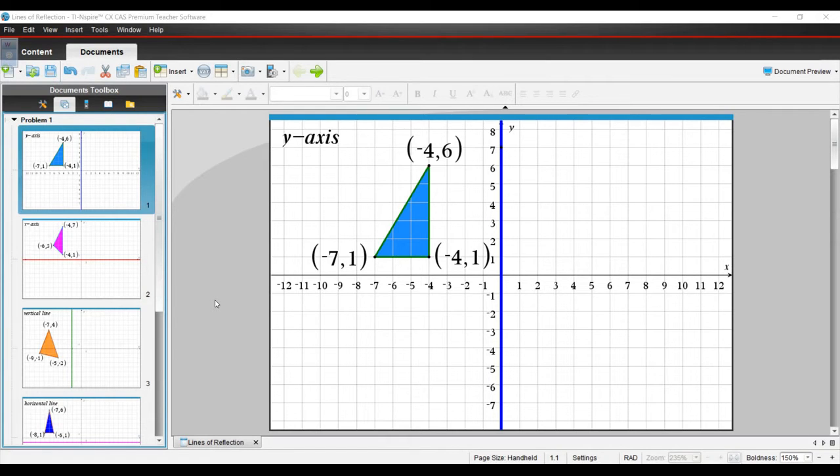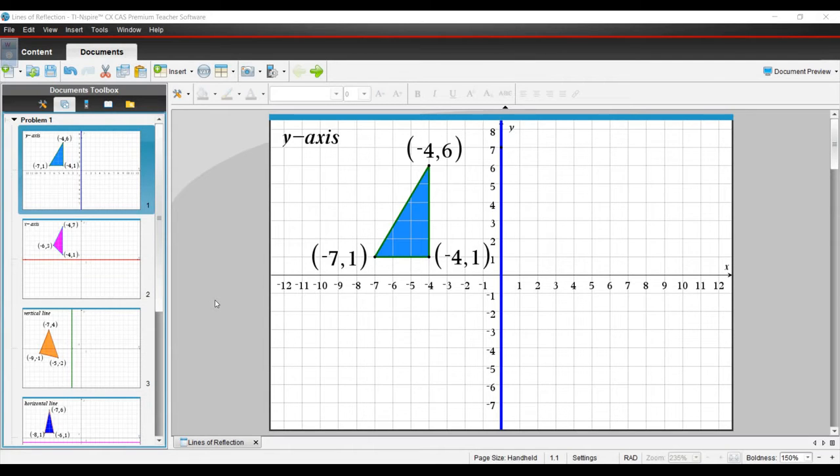Today we are looking at reflections of polygons over lines. So we're continuing our study of geometric transformations, specifically looking at reflections. All right, so in a previous video, we looked at reflections of polygons over just the x and the y-axis.